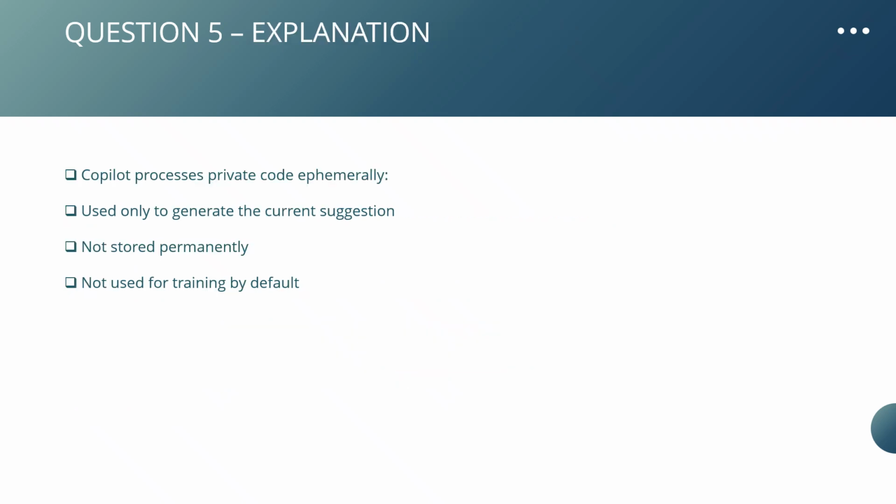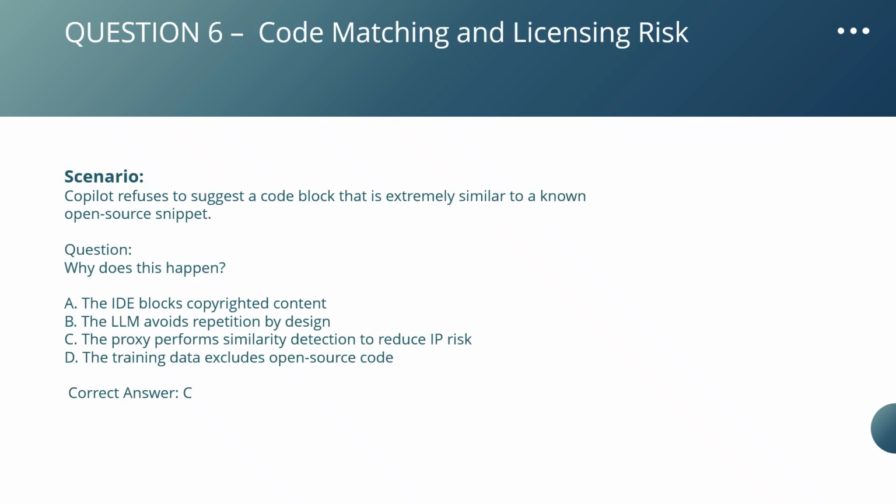Explanation: Copilot processes private code ephemerally, used only to generate the current suggestion, not stored permanently, not used for training by default.